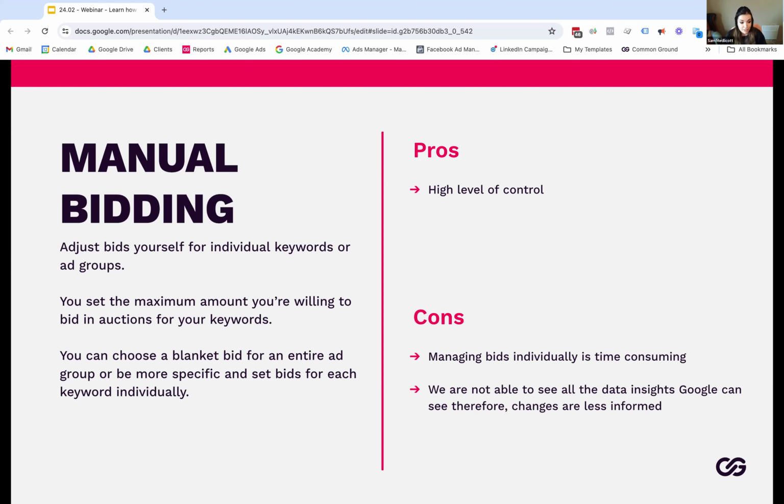However, it's very time consuming to go in. You want to be going in daily, checking your bids, because you don't want to be bidding too low and not get your ad shown. And we are not able to see as much information and data as Google has. Therefore, our changes are less informed than what Google may be able to see, so the results generally may not always be the best.